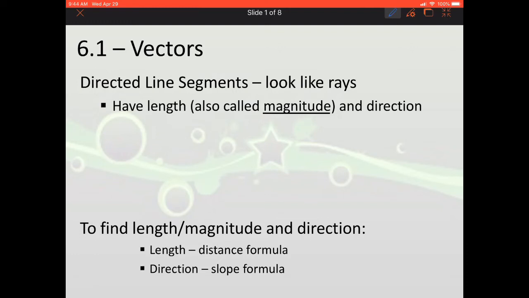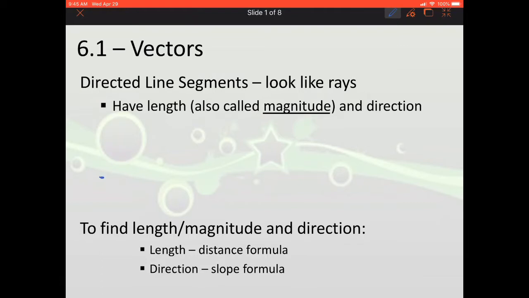In today's video, we're going to talk about vectors. You may have seen vectors in physics. Before we talk about vectors, we're going to talk about directed line segments. Directed line segments look like rays, but they actually have endpoints.